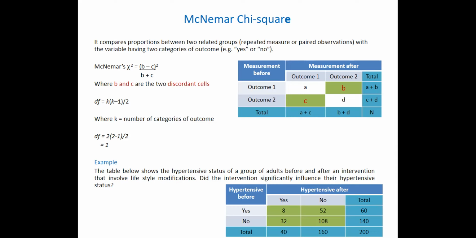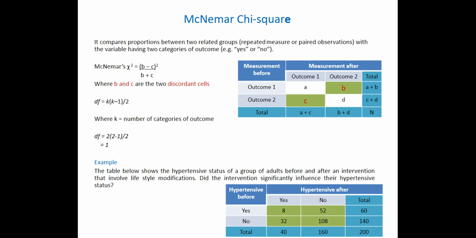Of course, from that, you know that there will be some people that were hypertensive then, and when you classify again, they are still hypertensive. Some were hypertensive then, but are no more hypertensive when you classify again. Some were not hypertensive then, but became hypertensive. Some were not hypertensive then, and are still not hypertensive. So those are the four categories you're going to have.